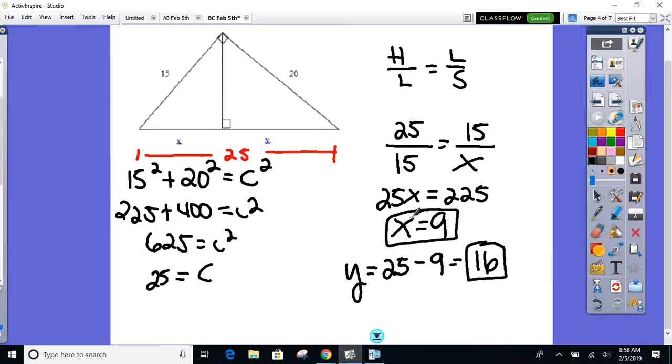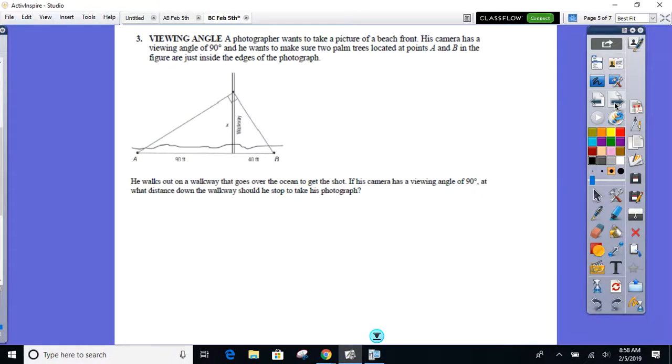All right, this next one's not too bad. I just want to show you that we could incorporate it into a word problem. Always a great story behind it, I'm sure. Oh, yep, photographer wants to take a picture of the beachfront. Camera's got a viewing angle of 90 degrees, and he wants to make sure 2 palm trees located at A and B are in the figure. Got to have the palm trees in there. So he's going to walk out to a walkway that goes over the ocean to get that shot. Daredevil. If the camera has a viewing angle of 90 degrees, what distance on the walkway should he stop to take a photograph?